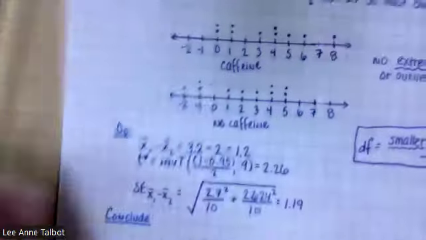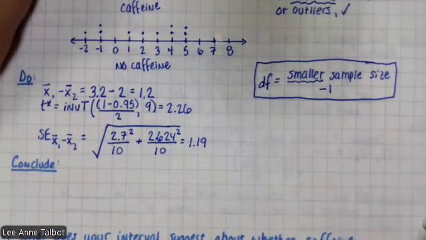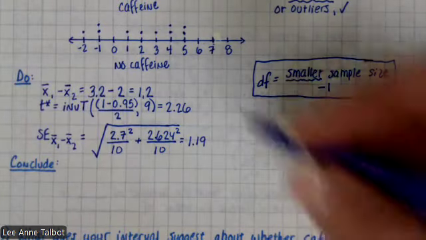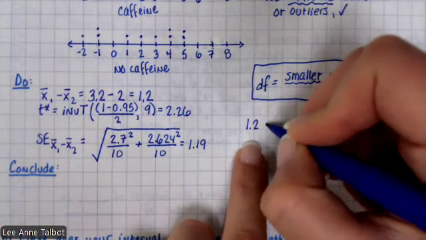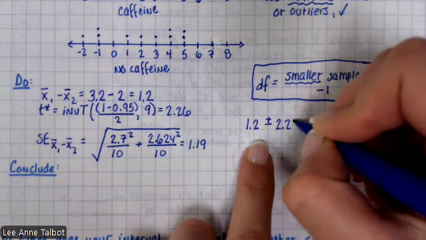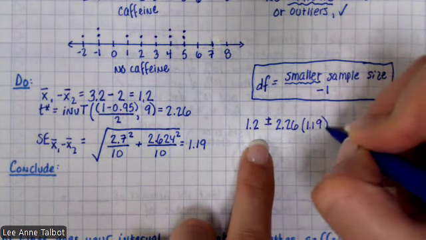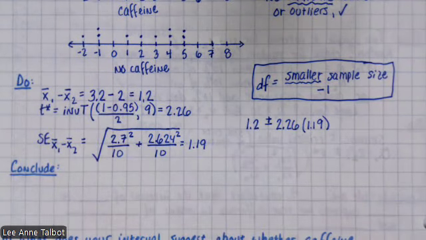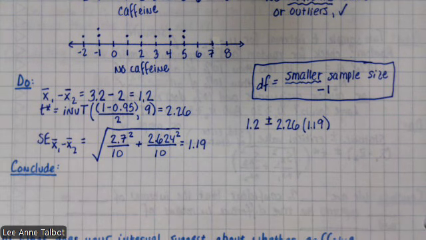Okay, so all right, so I have statistic plus or minus critical value times standard error. Okay, 2.26 times 1.19.